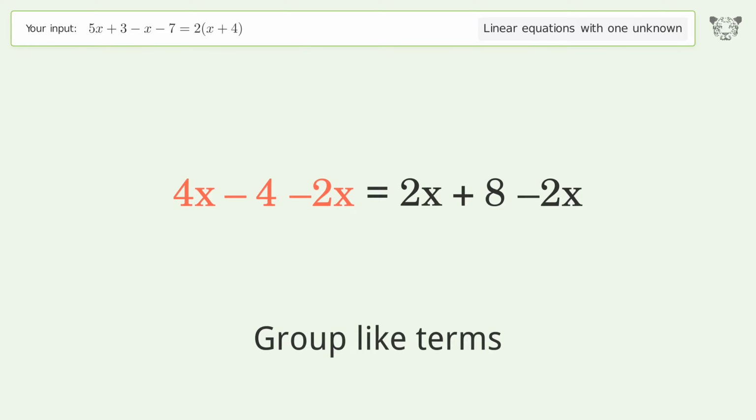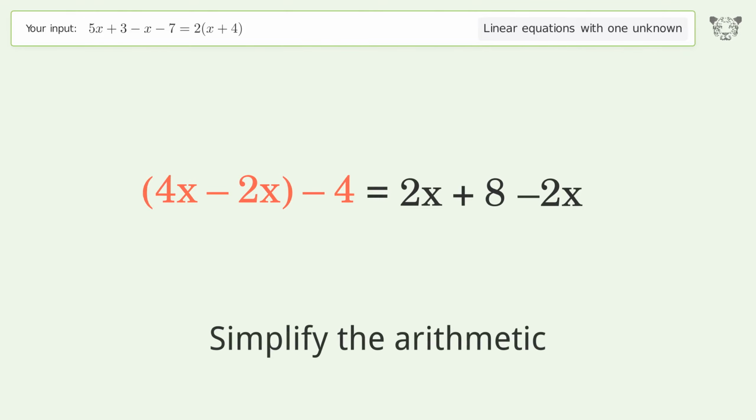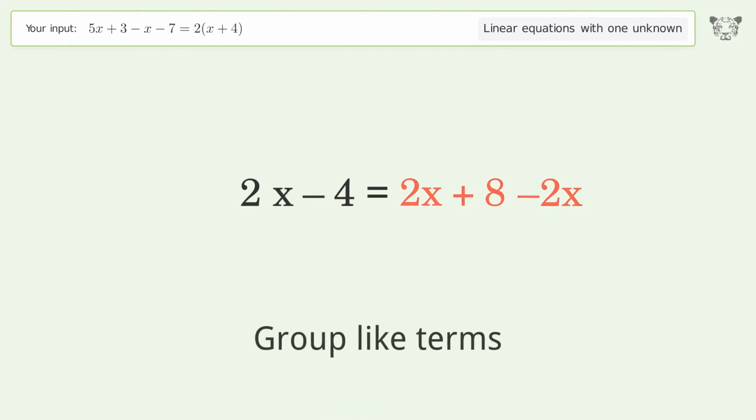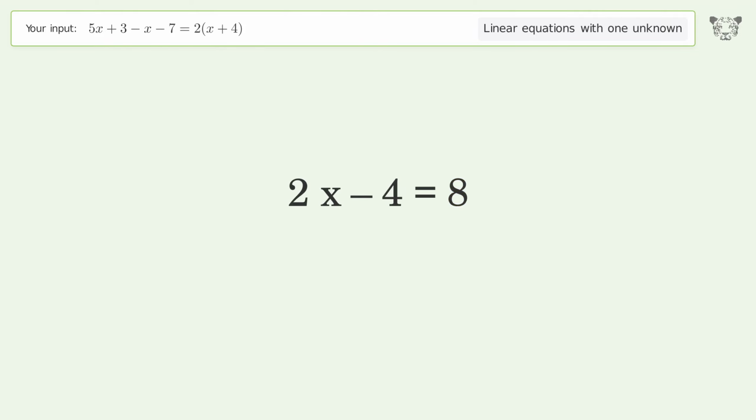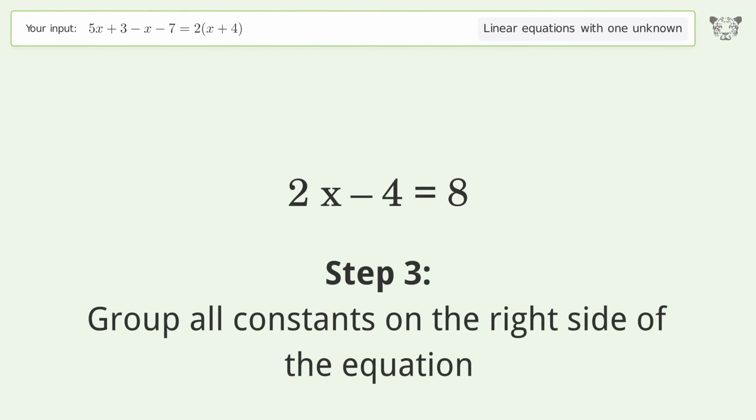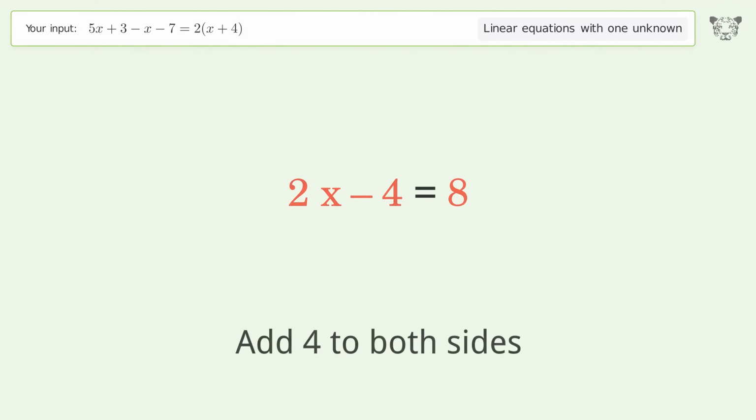Group like terms. Simplify the arithmetic. Group like terms. Simplify the arithmetic. Group all constants on the right side of the equation. Add 4 to both sides.